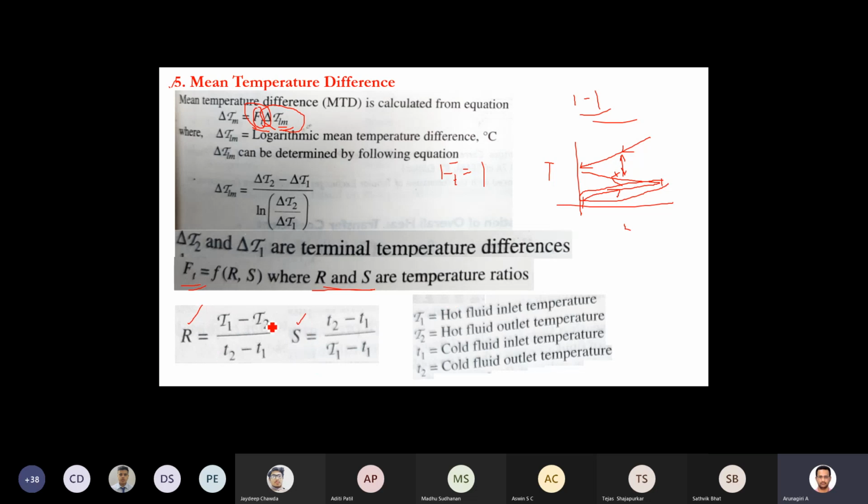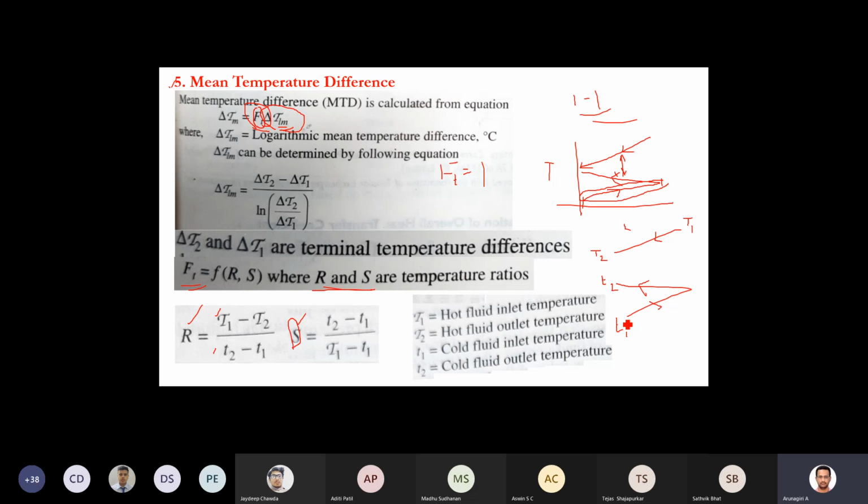So this is T1 minus T2 by t2 minus t1. Normally small t is used for cold fluid, capital T is used for hot fluid. One means inlet, two means outlet. So here this is the effectiveness. How can you say effectiveness? This is your cold fluid profile. This is your hot fluid profile. So this is T1 inlet temperature, this is T2 outlet temperature. Here this is T1 inlet temperature, and this is T2 outlet temperature. It goes like this.